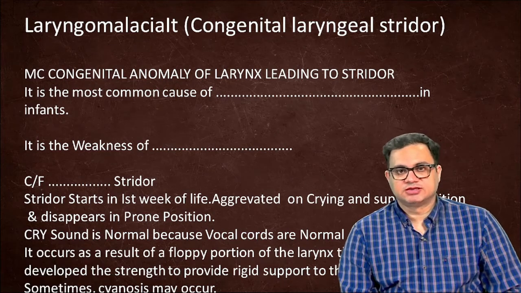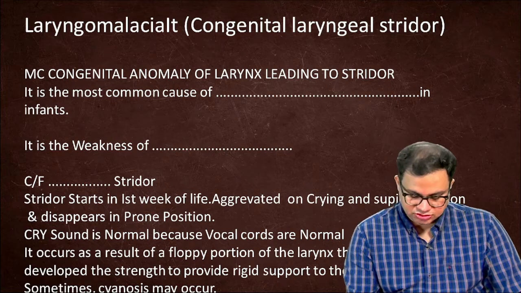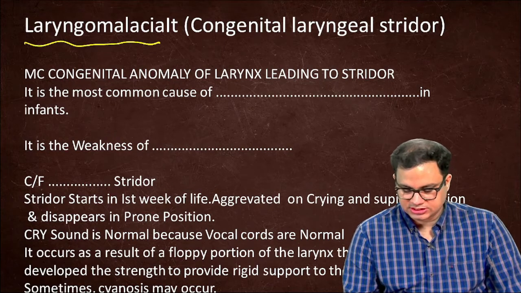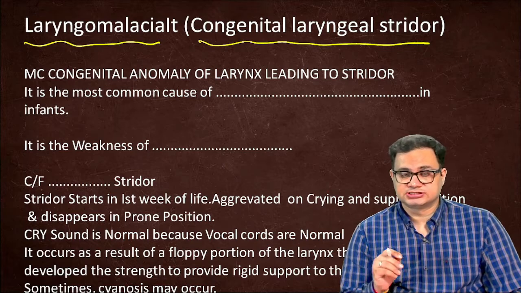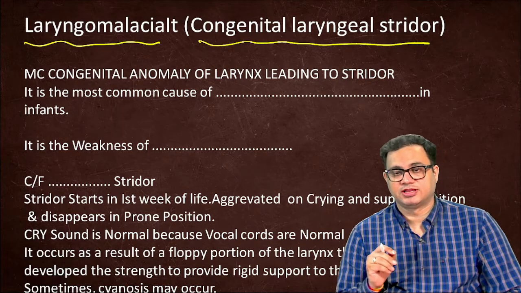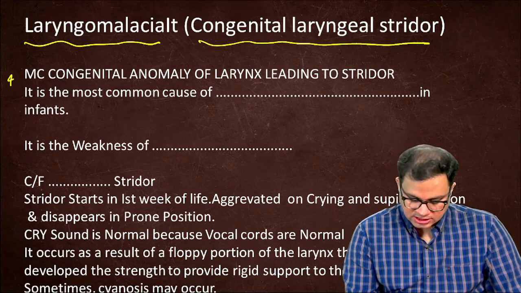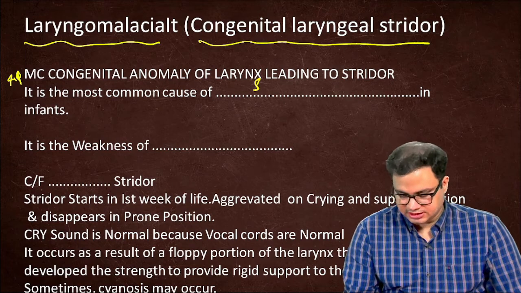Now we'll be discussing the congenital conditions of the larynx. The most common condition which we encounter is laryngomalacia, or congenital laryngeal stridor. It is the most common congenital anomaly of the larynx leading to stridor, and it is the most common cause of stridor in infants.